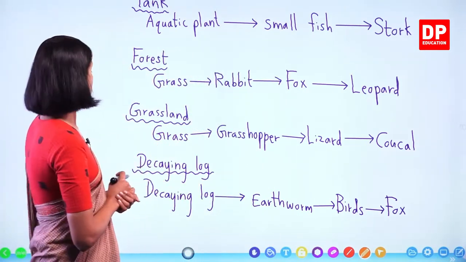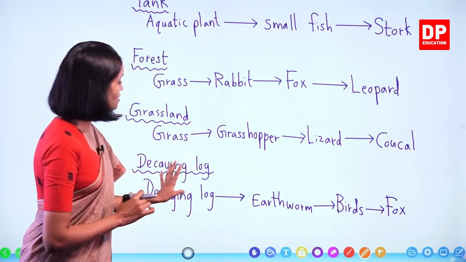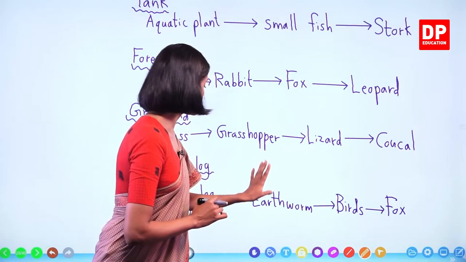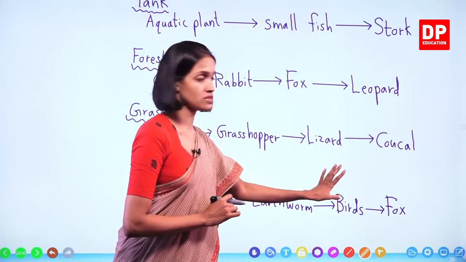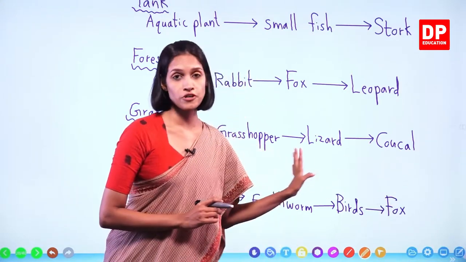Right, children? So, decaying log. The earthworm feeds on the decaying log. The birds feed on earthworms. And the fox feeds on birds. You can even write leopard or tiger feeds on fox.